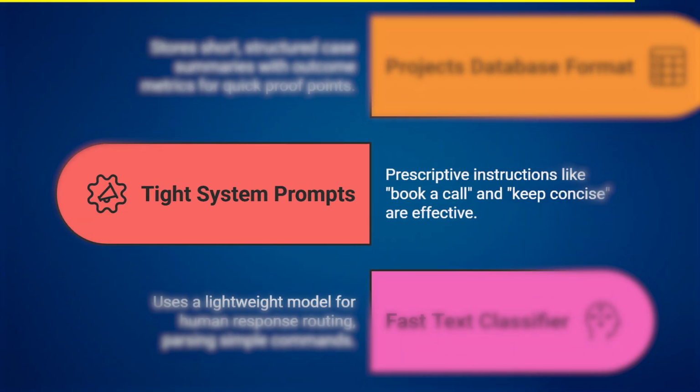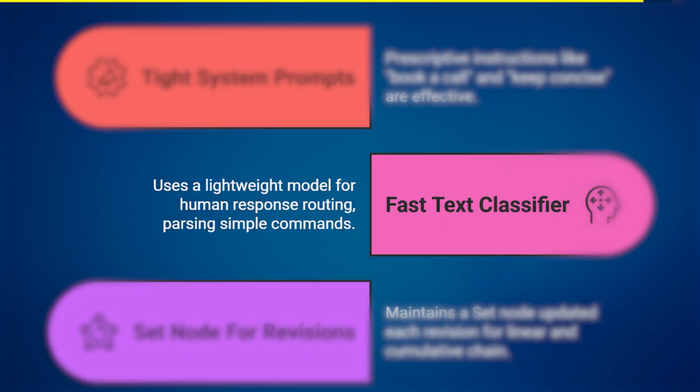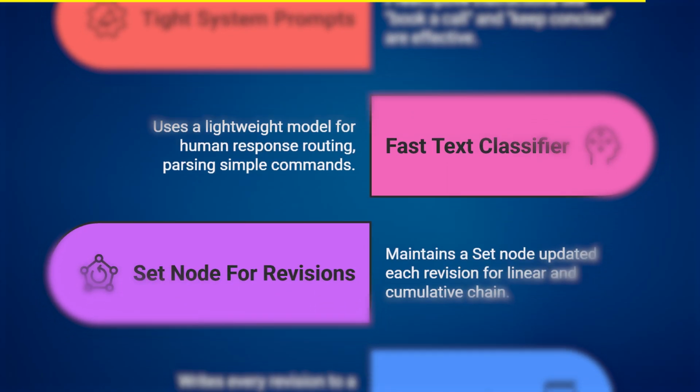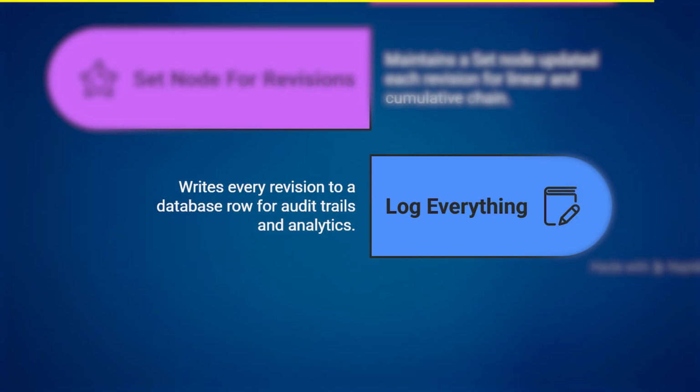You want tight system prompts, so you want to keep instructions prescriptive, so book a call, keep the CTAs tight, right? And then have fast text classifiers, use a lightweight model for human response routing. You know, have set nodes for revisions, to maintain a set node that gets updated each revision, so the chain is linear and cumulative, not branching. And then finally, log everything. So write every revision to a database so that it leaves an audit trail and analytics on iterative velocity.